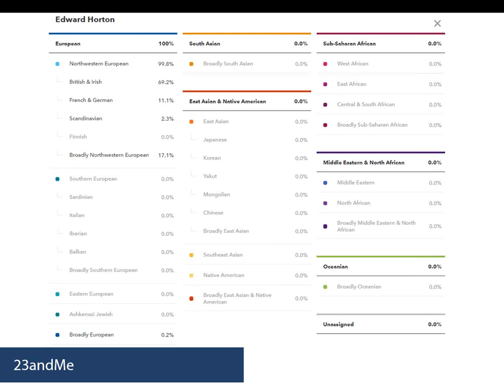You can also view your ethnic origins on 23andMe along 5 different levels of confidence, from 50% confidence, which is listed as speculative, to 90% confidence, which is listed as conservative.